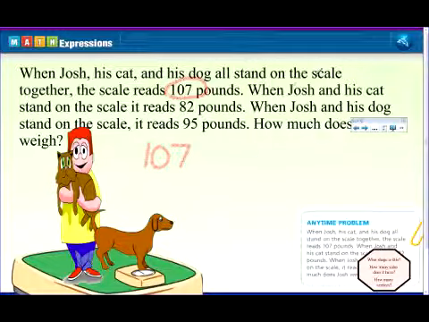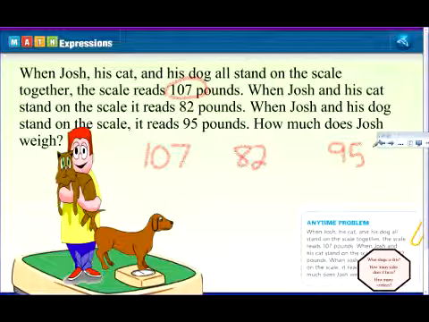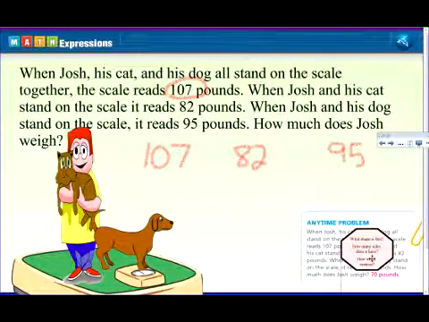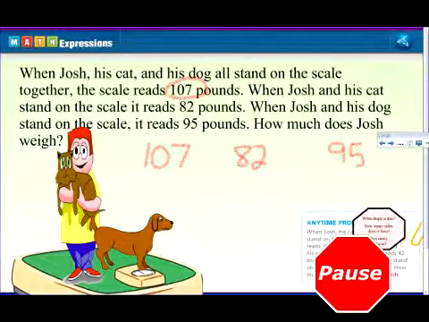We know that when Josh and his cat are on there, it's 82 pounds. And when Josh and his dog are on there, it's 95 pounds. So we need to figure out what is the difference. How much does Josh weigh? I'll let you think about that. Pause the video. The answer ends up being 70 pounds.